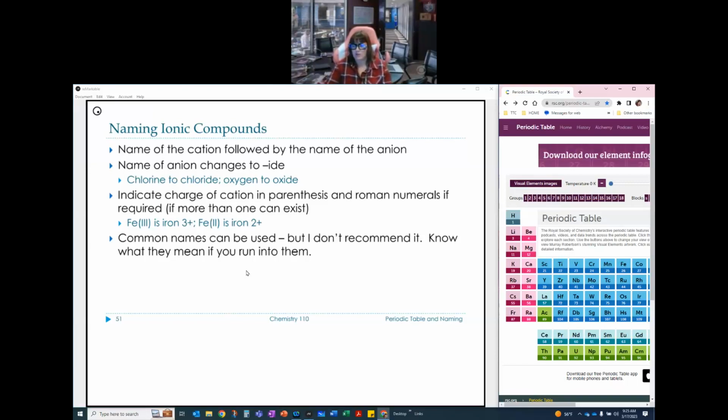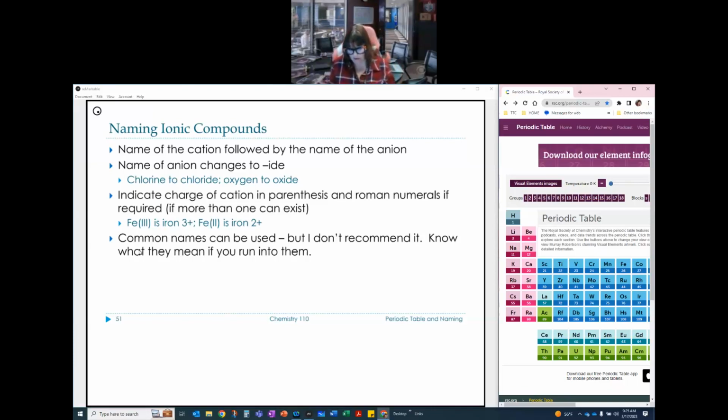So for those transition metals, these guys down here, we would need to do that because we don't necessarily know what that is. So Fe3 is iron(III), Fe2 is iron(II). Common names can be used, but I don't recommend it. Okay. Are there common names that are used? Yeah, actually, and you know a few of them.